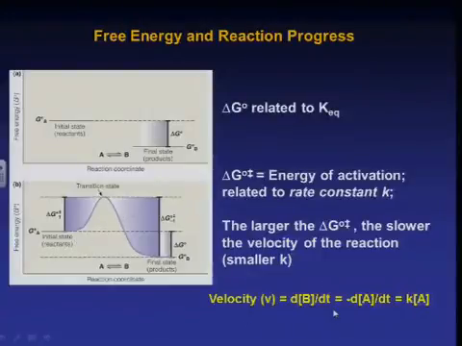Lastly, the velocity of a reaction. So this one, A going to B. The velocity is going to be equal to the rate of appearance of product, which is the same as the rate of disappearance of the reactant A, and that is going to be equal to this little k, which is the rate constant, times the concentration of A.